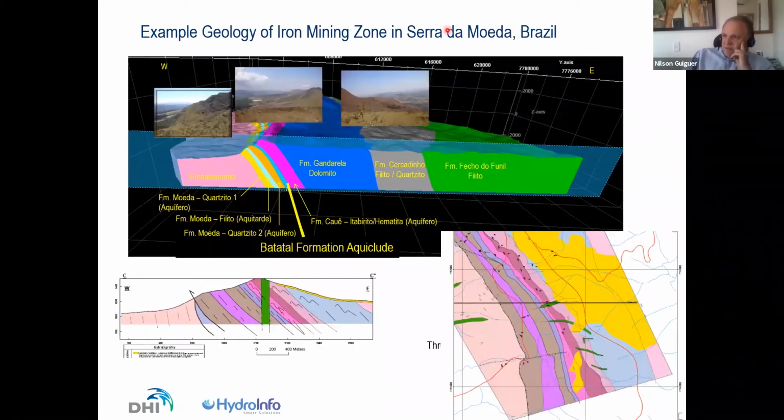This is here in Brazil, in this iron ore zone of Minas Gerais. And there is one formation here, which is an aquiclude, called the Batatal formation. And in this case, what we want to study is a particular industrial operation here, whether it was affecting some springs on this side or not, or if the springs were getting dry because they had a 3-year span of low precipitation.